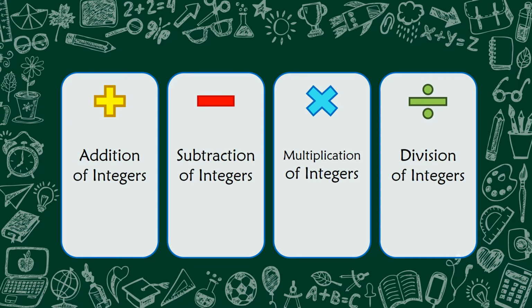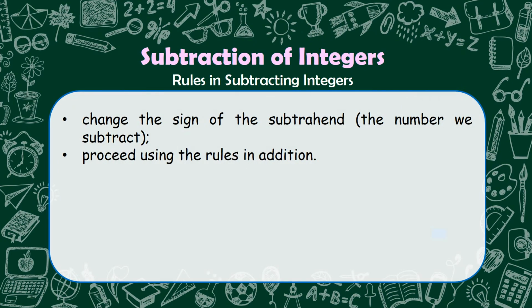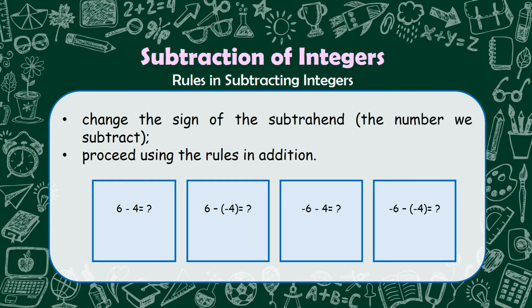Now, let us have the subtraction of integers. Rules in subtracting integers. First, change the sign of the subtrahend or the number we subtract. Then, proceed using the rules in addition. Let us have this for example. So first is 6 minus 4. It is the same as 6 minus positive 4.